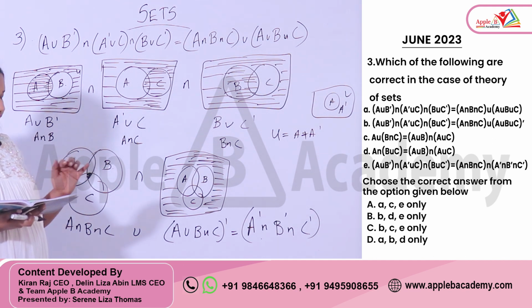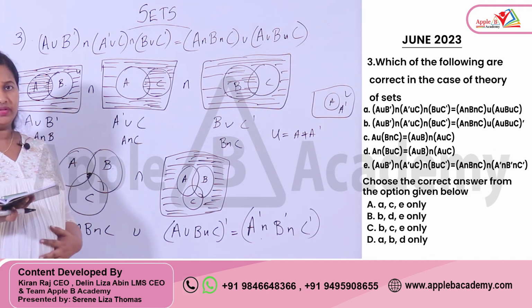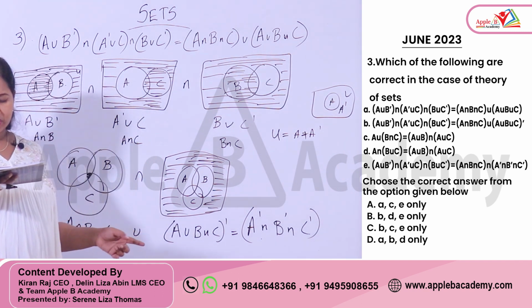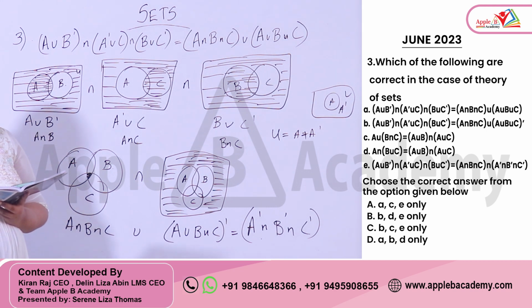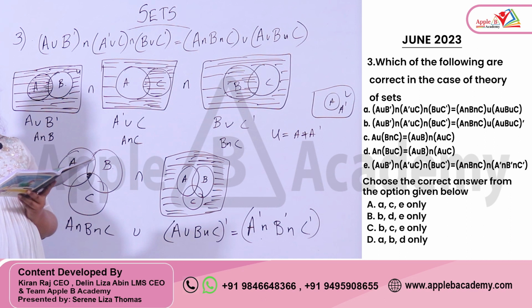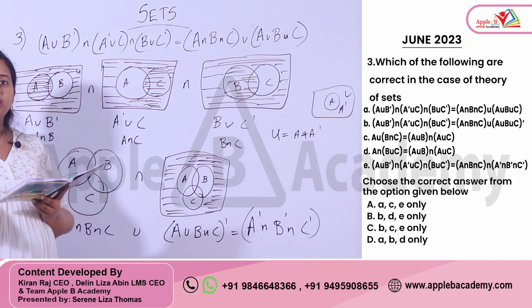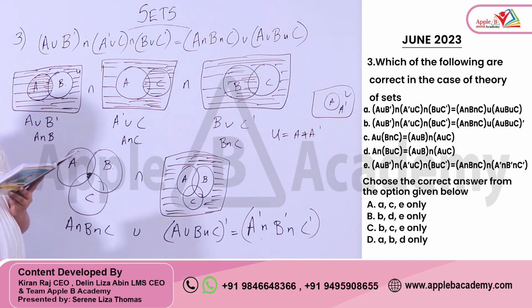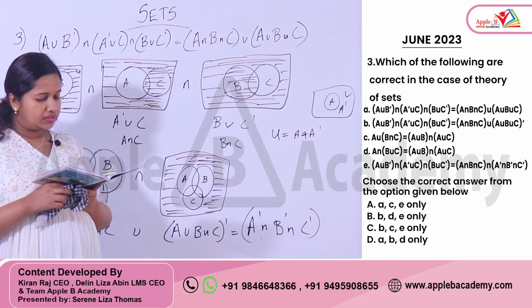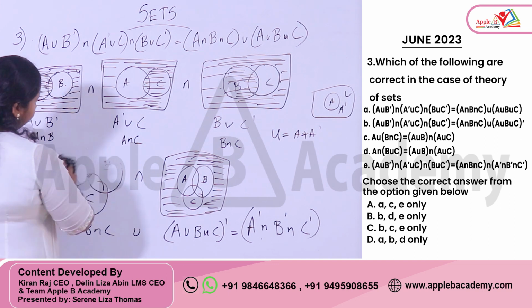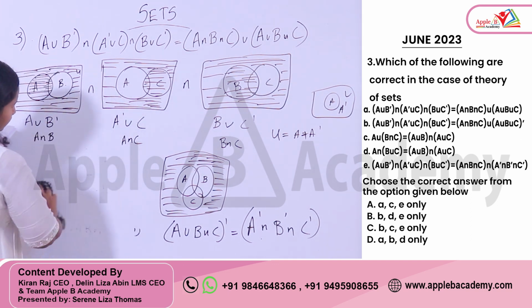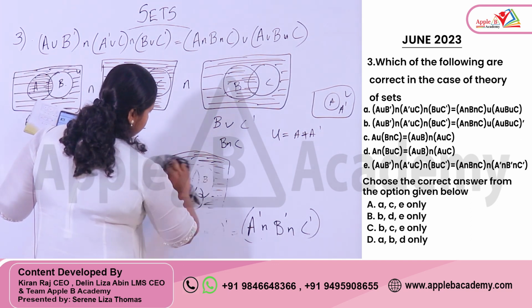If you look at the LHS and RHS, you can understand that option B and option E are correct. These three options have the same LHS. You need to look at the RHS in order to understand whether these options are correct or not. Now we have two other options left, that is option C and option D.